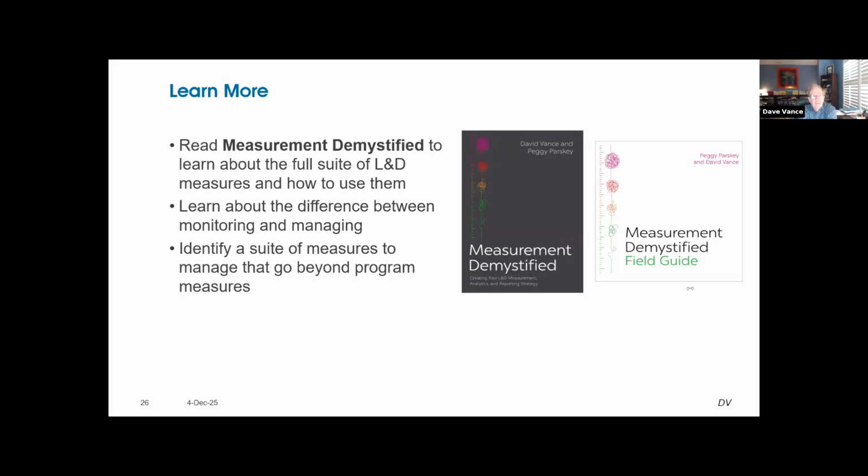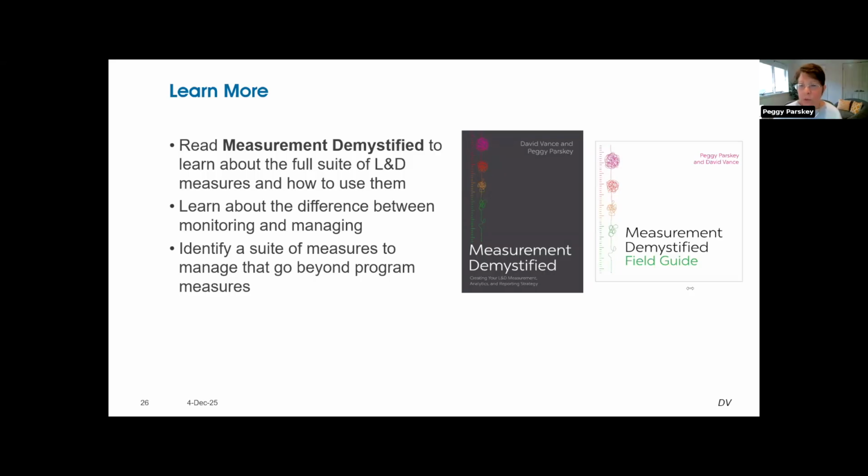Okay. Yeah, absolutely, learn more. If you found this interesting, we've got our book, Measurement Demystified. It takes you through all those reasons to measure in detail and does cover the 110 measures. So you can really learn a lot more about what is there besides the program measures that you're most used to, and how would you do it? How would you use them? How would you share them in reports? So you can learn more all about that in the book, really learn more about monitoring and managing and get that full view of all the measures we have.